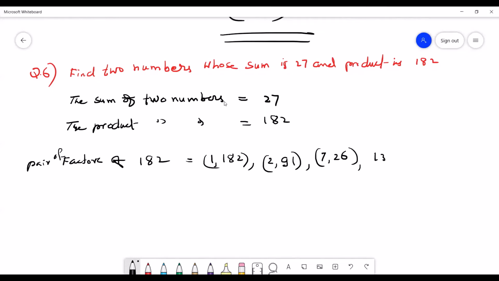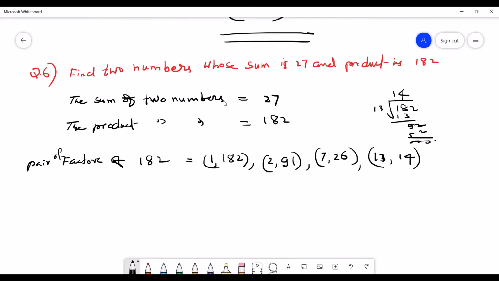Now the next one is 13. How many times will 13 go? See how many times 13 will go in 182. Here it will go one time, then 30, then 5, then 52. Then this will go 4 times, then 52. Then we are getting 0. So it will go 14 times.